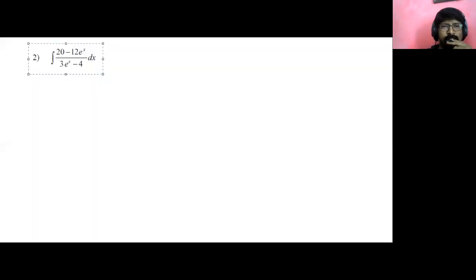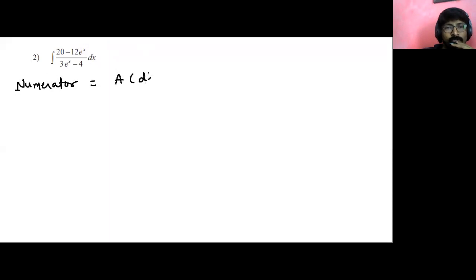So guys, let's begin another interesting sum which is on your screen. So start solving. What you can do over here is start like this: the numerator can be written as a into the denominator plus b into the derivative of the denominator. So what is the numerator over here?